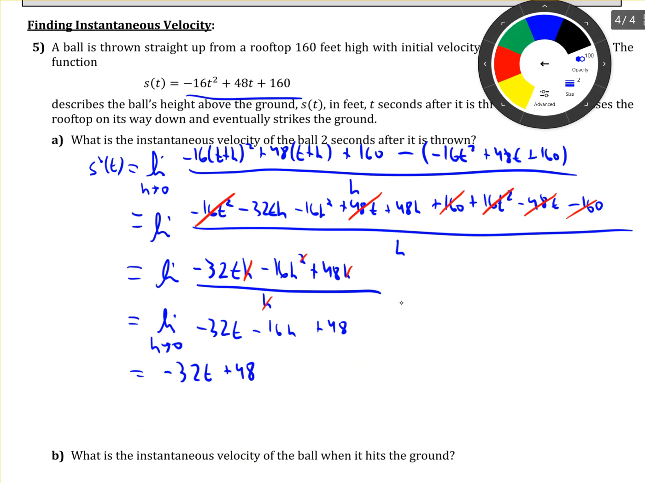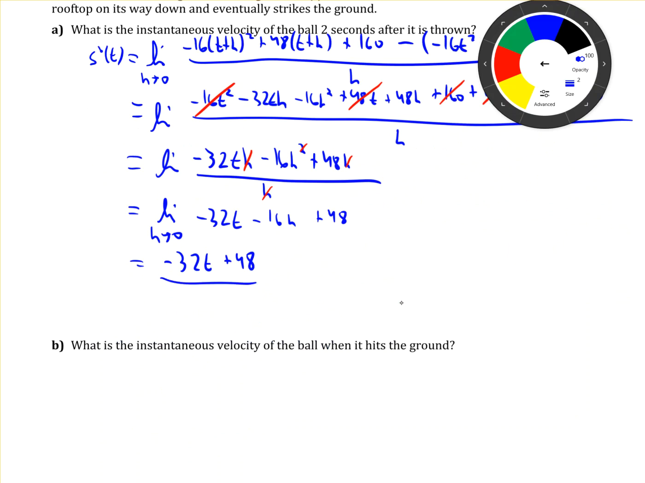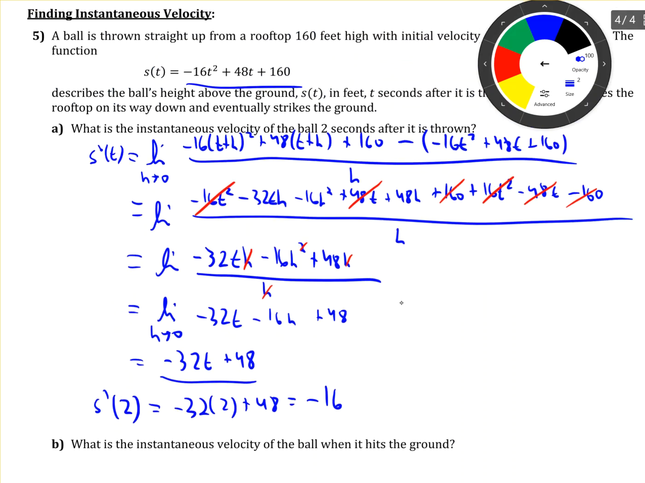And there's another benefit of doing it this way instead of plugging in 2, is notice part B asks for another instantaneous velocity. Well, now I've done all the hard work. I don't have to do it again for part B. I just have to figure out what the time would be. All right, so s prime of 2 is equal to negative 32 times 2 plus 48. So that's negative 16. And this is in feet per second.